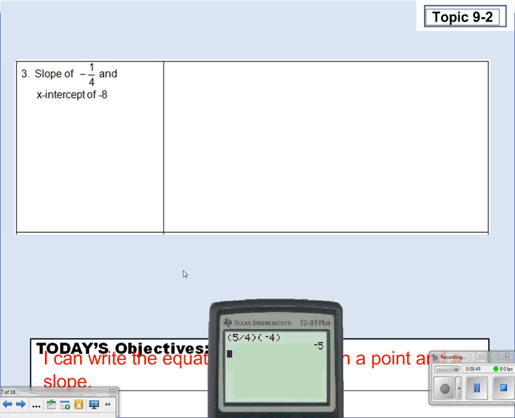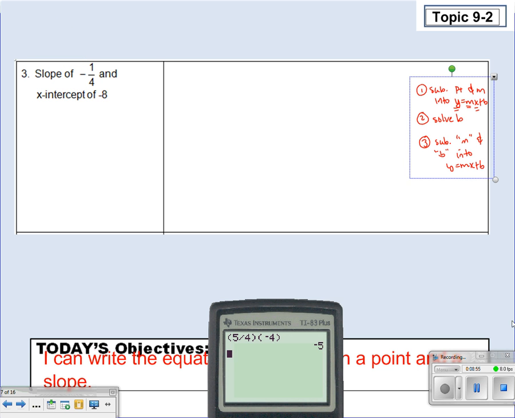Number 3. I get my steps again. Let's get our givens. We know m is equal to -1/4. And then the x-intercept is a point where x equals -8 and our y is 0. So x equals -8, y is 0. Recall again, that point gives you your x-coordinate first, followed by the y.